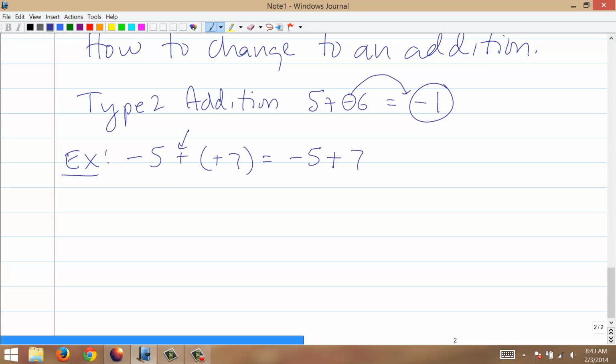Alright, what if I had 4 minus -3? Again, same thing, I've got minus negative, so those guys in the middle can become plus plus, so I end up with 4 plus 3, which gives me a type 1 in that case.